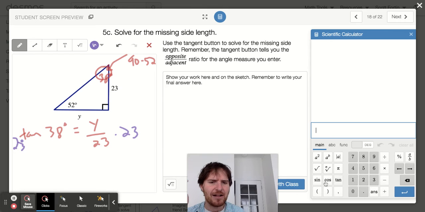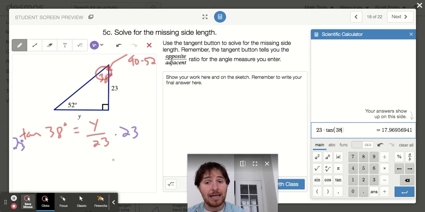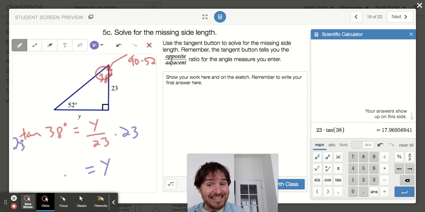Pop open my scientific calculator. I finally found the right place for me to be in this video. And we got 23 times tan 38 is 17.9. Does that make sense? Well, yeah, it's just a bit smaller than the 23 there. I could buy that. This looks about 18. It's not that much smaller than here.